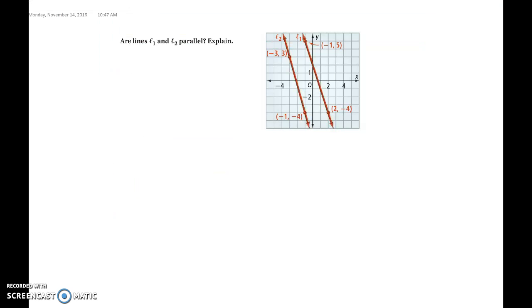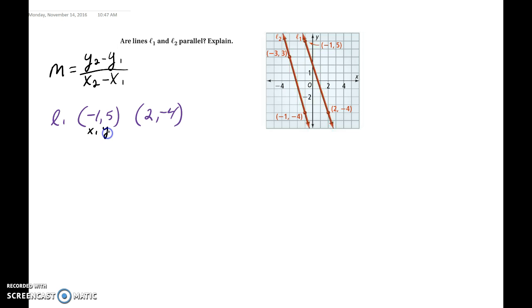So the first example here is to determine, are the lines parallel? If we want to know if these lines are parallel, we need to solve for the slope. And we know that the slope is equal to y2 minus y1 over x2 minus x1. Neither of these lines are vertical or horizontal, so we have to solve for the slope. Let's talk about line 1 first. Line 1 has the points -1, 5 and 2, -4. It doesn't matter which one you label x1, y1; we'll just say x1, y1 and x2, y2, and then we plug it into the formula.